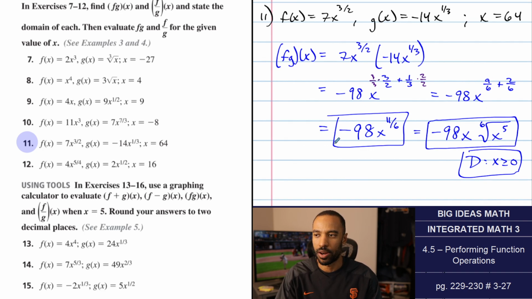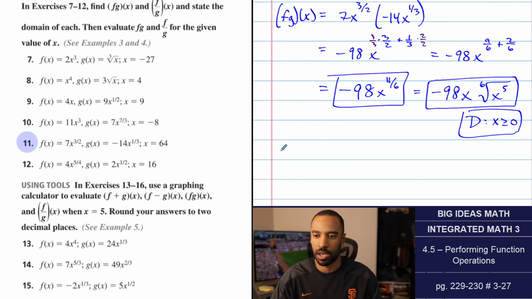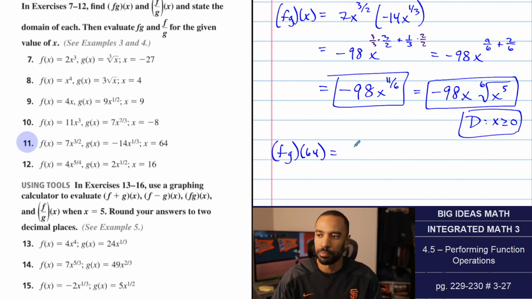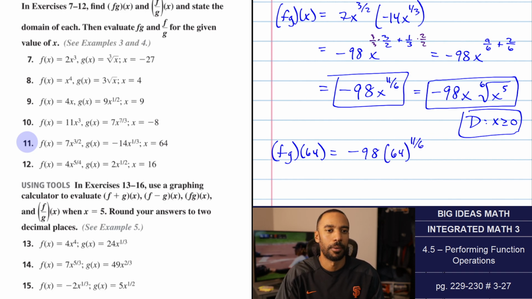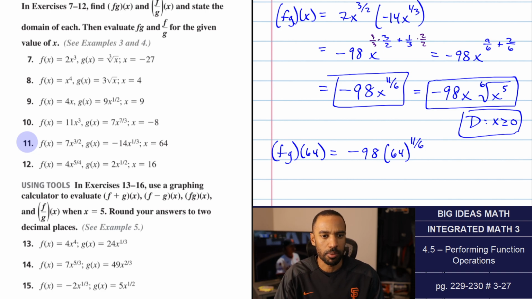Now, 64 is greater than or equal to 0, and we're about to substitute that right now. f times g of 64. We've got our function. None of this is going to look good, so let's just use this one here. -98 times 64 to the 11/6 power. It should be big.